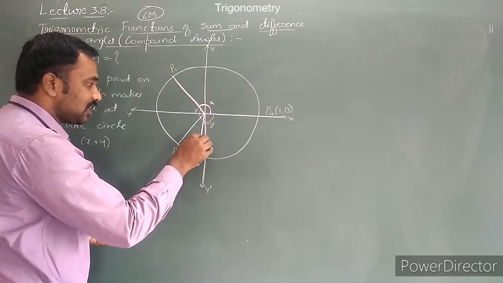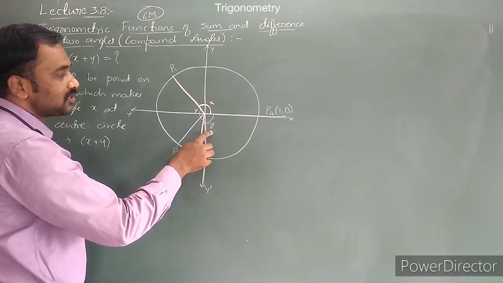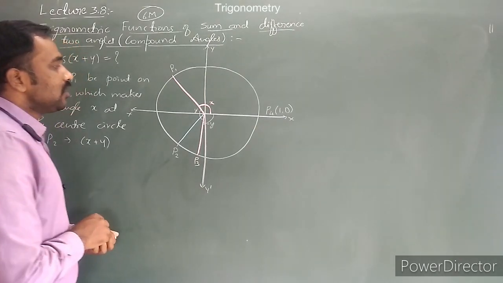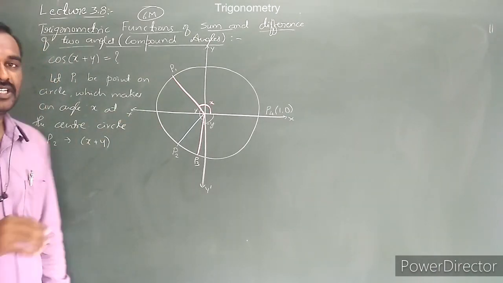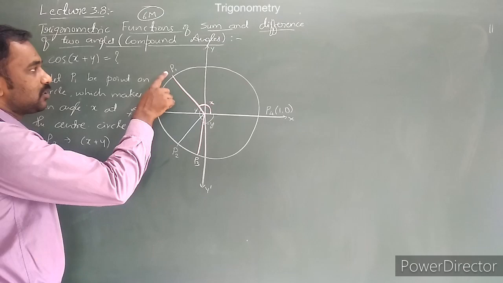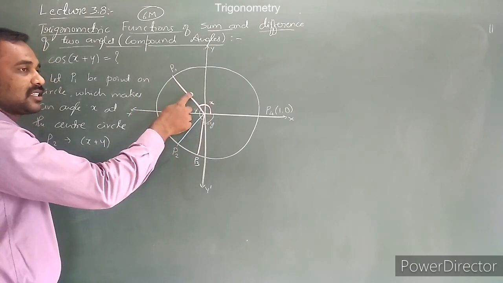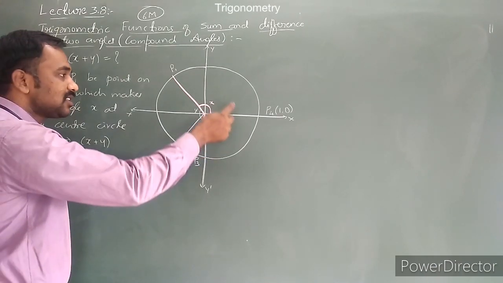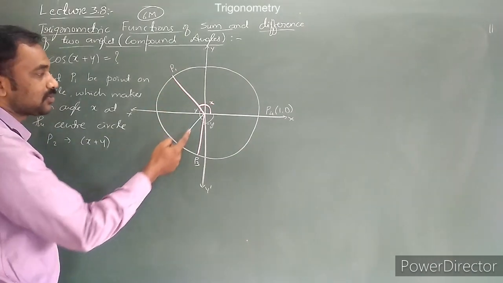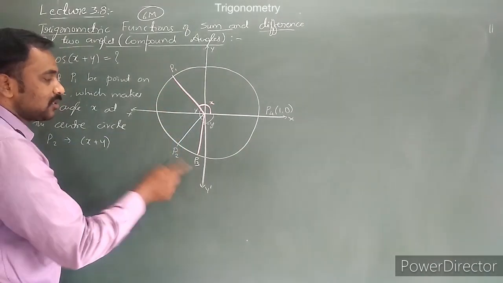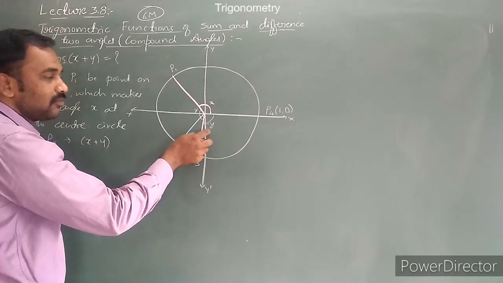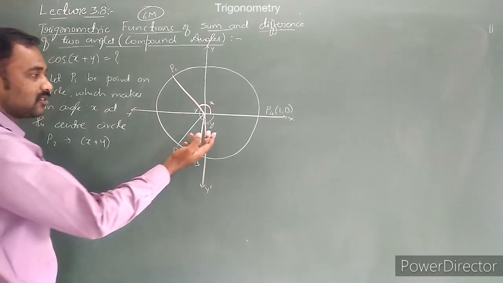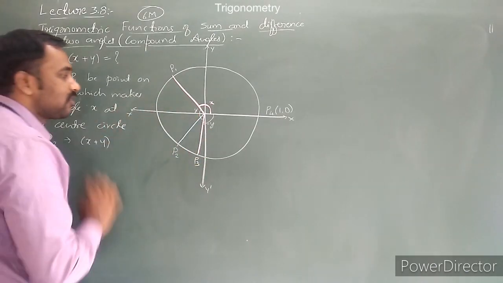So what is the P3 point? P3 is the point on the circle which subtends an angle minus y at the center of the circle. Now the consideration: let P1 be the point which makes an angle x at the center, and P2 the point which makes an angle x plus y. From here it is x plus y, and from here to here it is y only. Next, P3 subtends an angle minus y at the center. With minus y, you don't need to mention clockwise or anti-clockwise; minus y denotes the clockwise direction.